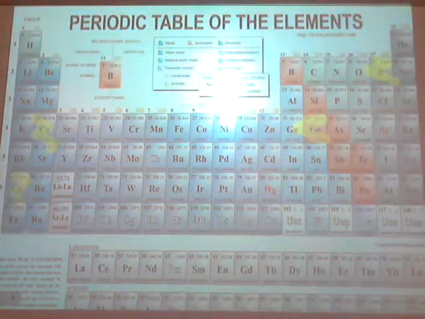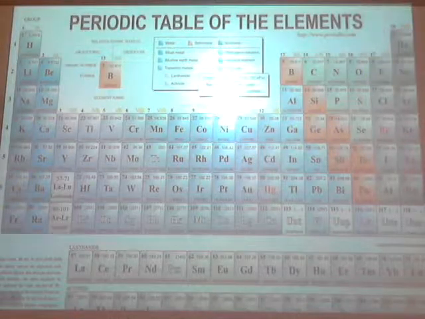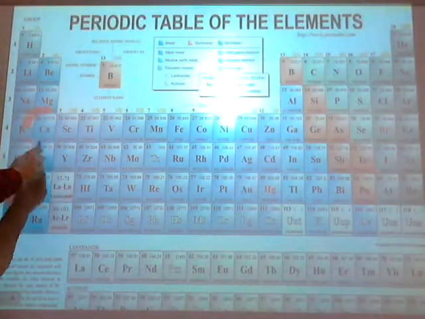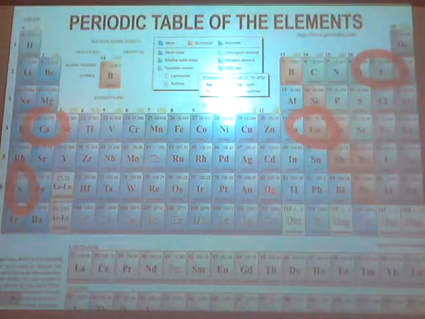Is that right? Those guys there? You know, I can't really see that color very well. Let's try a different color. Let's try red here. Okay, so cesium, calcium, germanium, and fluorine. Is that right? Yeah, I can see those pretty well.